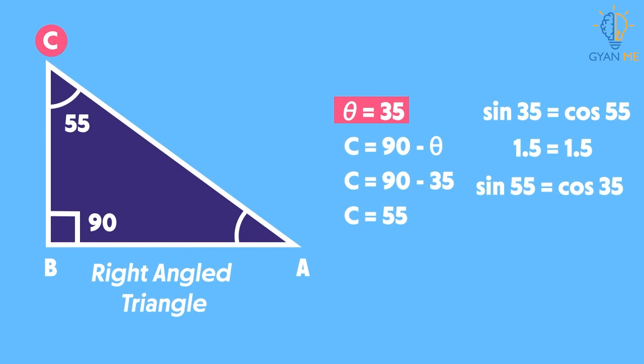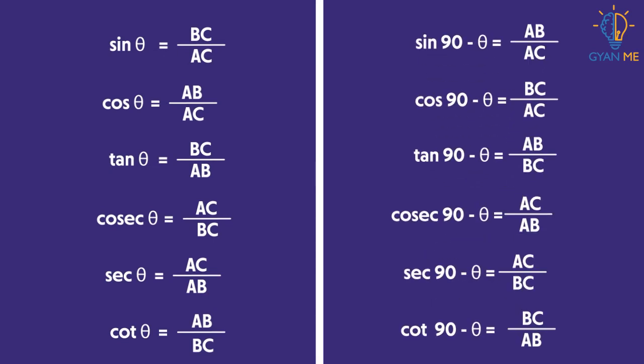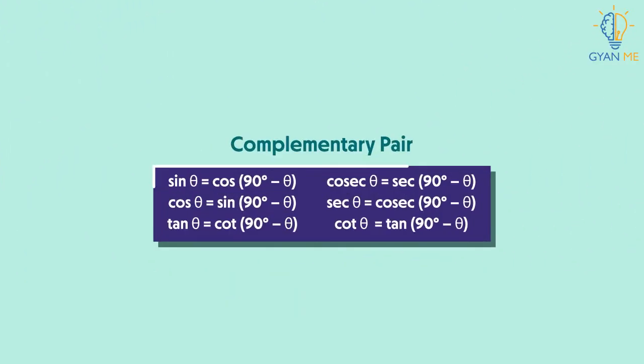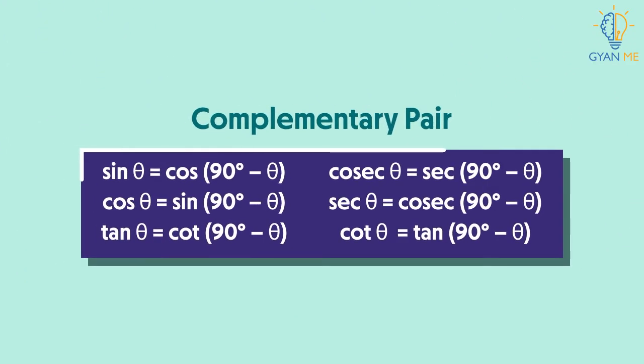On the same lines, the value of cos 35 will be equal to the sine of its complementary angle, that is sin 55. And this is true for all other ratios as well. So we say that sine of any angle is equal to the cos of its complementary angle. All you have to do is remember the complementary pairs.